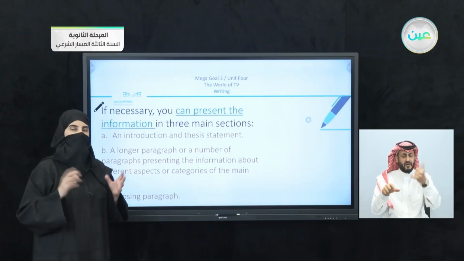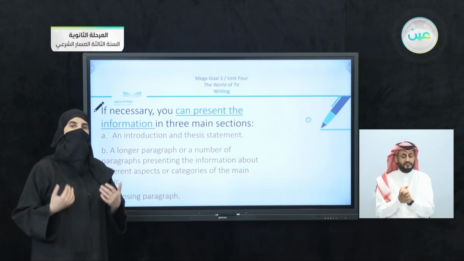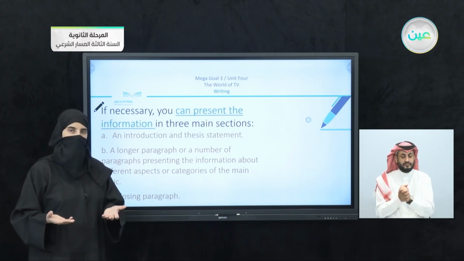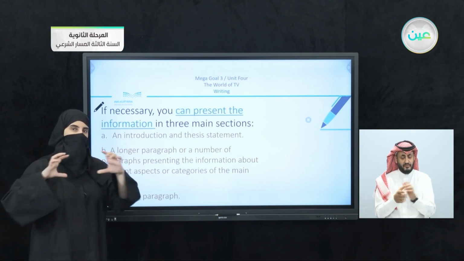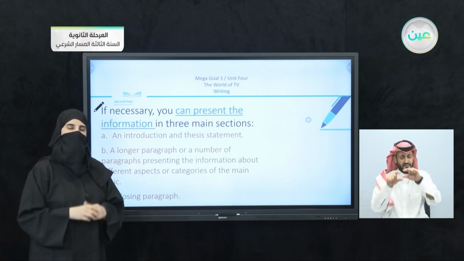So we know that a thesis statement is going to be the main idea that we have here. It is the introduction of what you are going to write about. So there is a complete introduction, a complete paragraph, and within the introduction, there is a thesis statement.